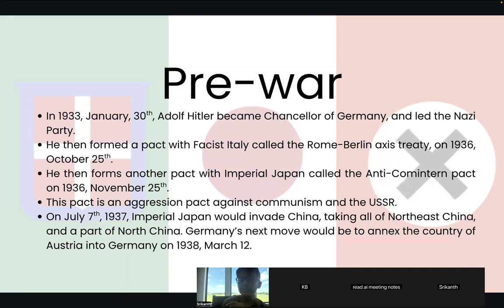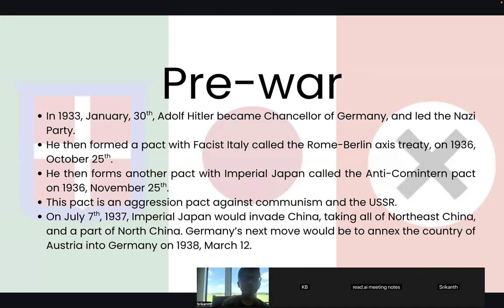He then started a party called the Nazi Party, which is the main antagonist in all of World War II. He then formed a pact with his ally, Italy, or back then known as Fascist Italy, called the Rome-Berlin Axis Treaty, on October 25th, 1936. This was basically a non-aggression pact between both of them, and they would fight together.